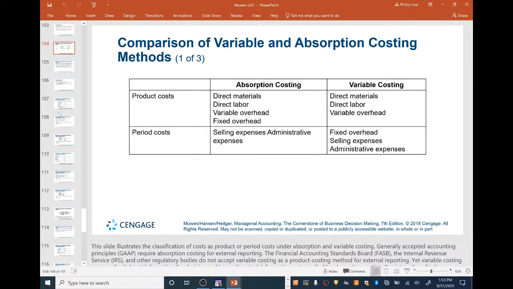For absorption costing, let's look at the product cost here: direct materials, direct labor, variable overhead, and fixed overhead. The product cost for variable costing is direct materials, direct labor, and variable overhead. Next, the period cost for absorption costing is selling expenses and administrative expenses. The period cost for variable costing is going to be fixed overhead, selling expenses, and administrative expenses.